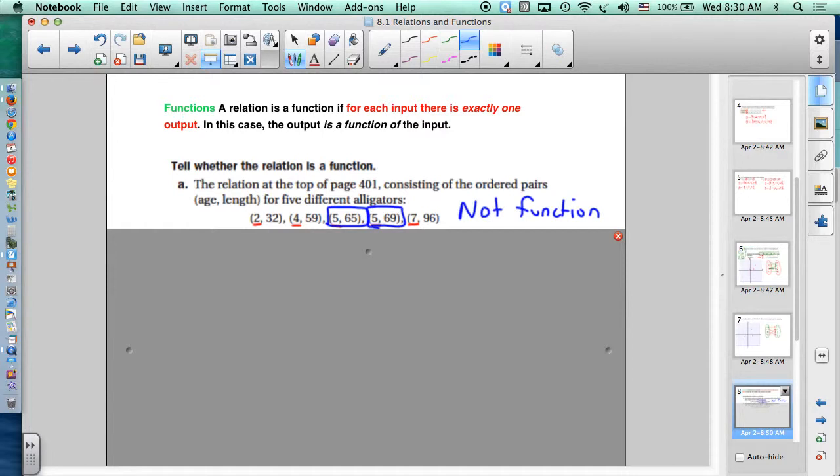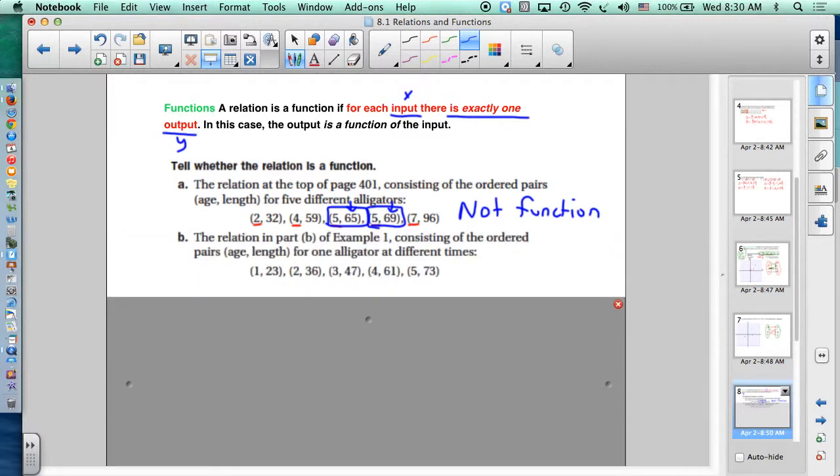Again, to be a function, it means that for every input, or x, there is exactly one output, y. This one has an x value that has two different inputs, or two different outputs, excuse me.